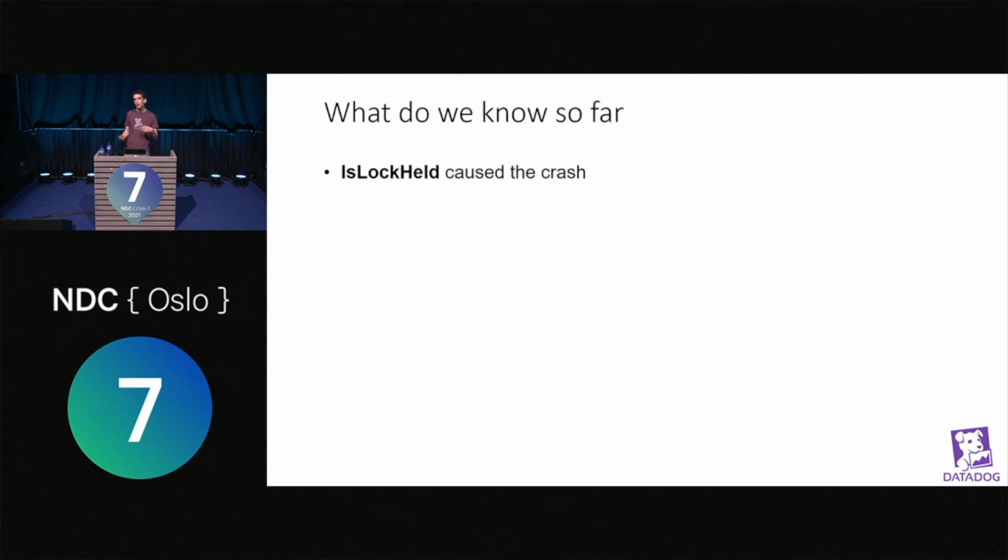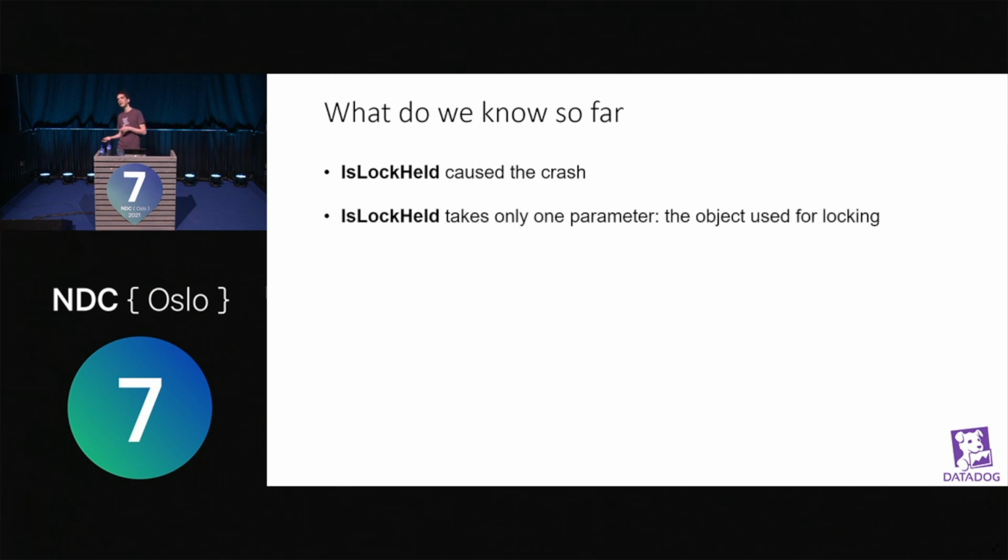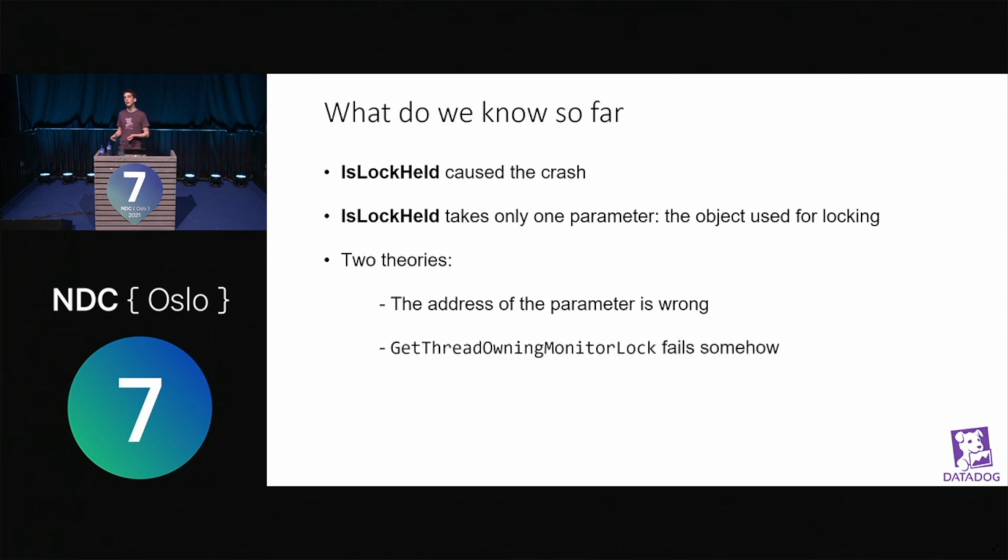So we know that isLockHeld is causing the crash. We know that isLockHeld takes only one parameter, which is the object that we use for locking. And then I tried thinking about what could go wrong. And I thought of two theories. The first one is that something is wrong with the parameter of the method, which is what I've tried to verify but couldn't. And the other theory is that GetThreadOwningMonitorLock is failing somehow, because that's the only part in the function where we are actually doing something significant. But this is a very coarse theory, and so before moving forward, I needed to refine it somehow.